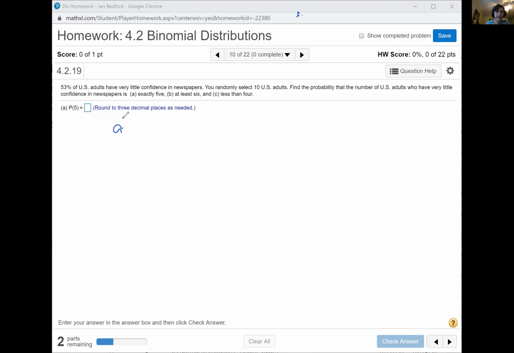So on A, we want to find the probability that 5 have very little confidence in newspapers. Now, you remember what this was all about? We were supposed to recognize if this was a binomial distribution. What makes it binomial? Success or failure. Those are the only two options. Perfect. If I ask somebody, do you have very little confidence in newspapers? They're either going to say yes or no. So it meets that condition.